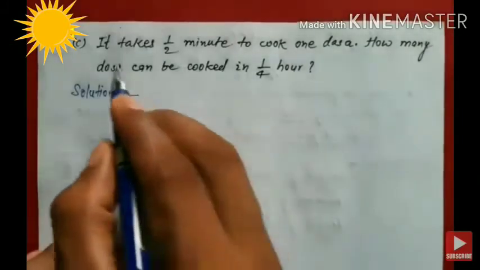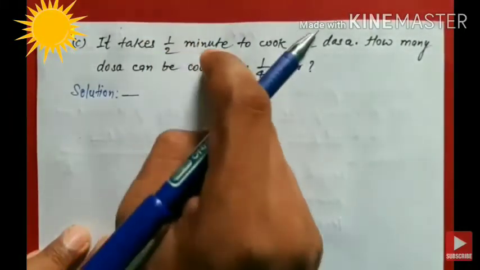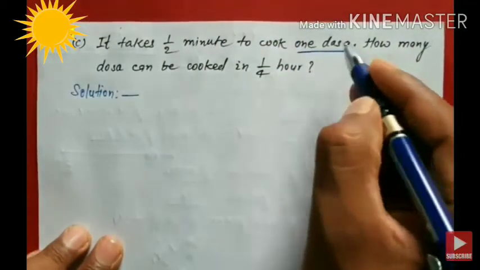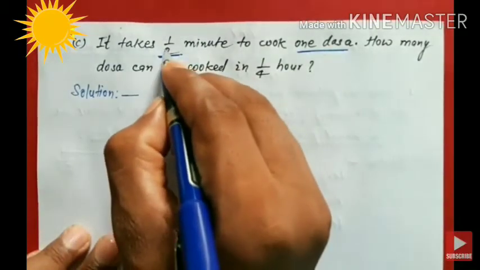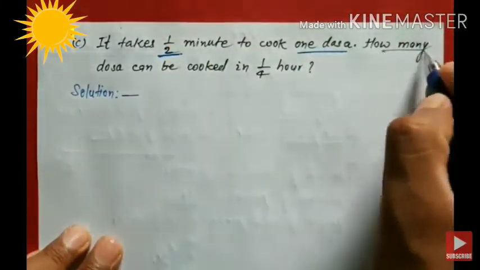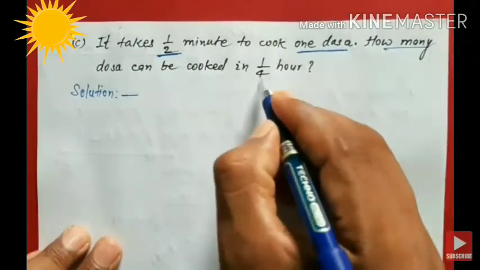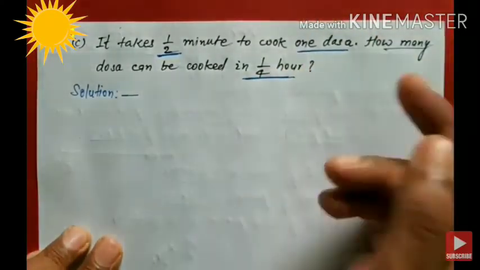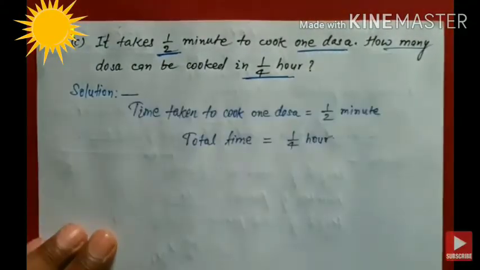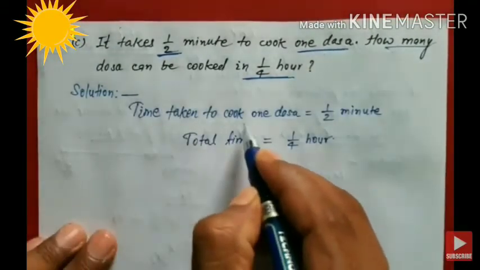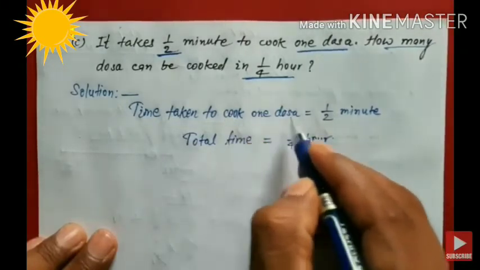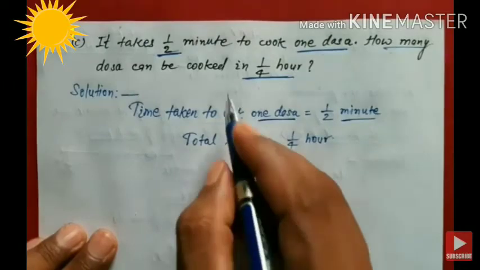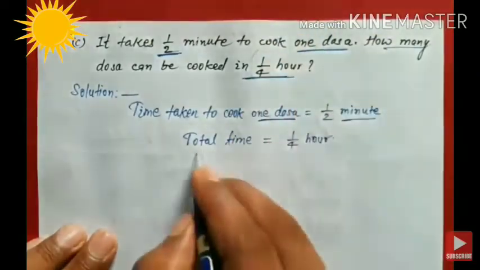So students, now next question is, it takes 1 by 2 minutes to cook one dosa. So time taken to cook one dosa is 1 by 2 minutes. How many dosas can be cooked in 1 upon 4 hours? So we want to find how many dosas are cooked. So let's do. Firstly we will write time taken to cook one dosa, that is given here 1 by 2 minute. And total time given here is 1 upon 4 hours.